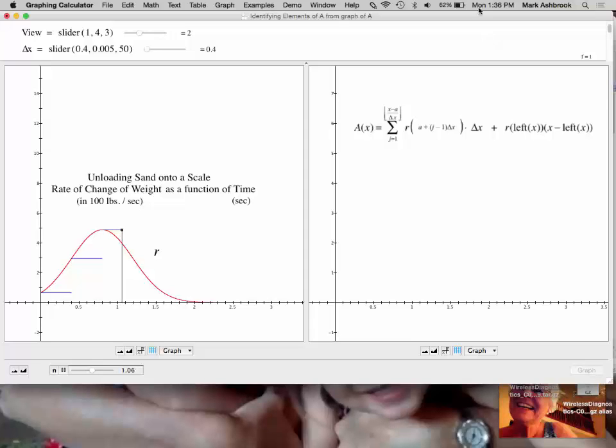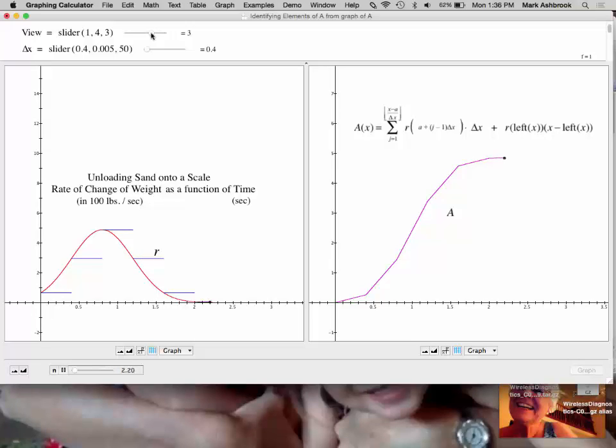Okay, so this is what you should have come up with. Faster rate still, slower rate, slower rate, slower rate. This is what you came up with? Okay, so this is the idea of looking at the rate function and coming up with a general sketch, a rough sketch of the accumulation function.